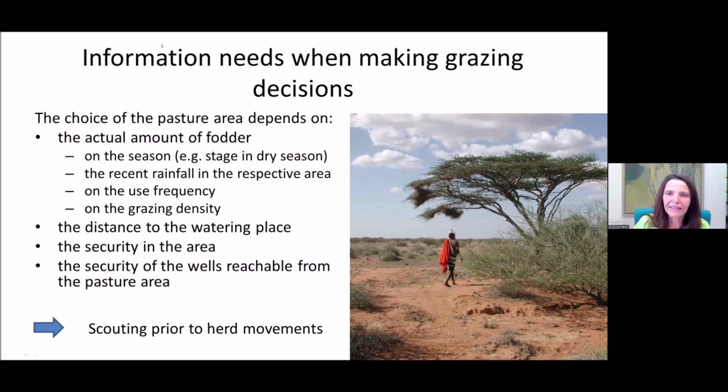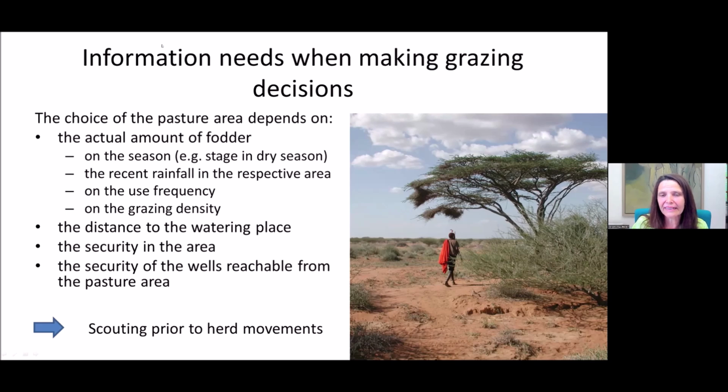They also need to know where there is at the moment a water source that is not a permanent water source in the area. Maybe the dam is full. They have to know about the security of the area, but also the security of the well that is reachable from that area. To find out such information, they have different sources, but finally they always need to go and scout. They need to check the situation in the particular area before they can move with their herd. And this is where we want to come in and improve information access.